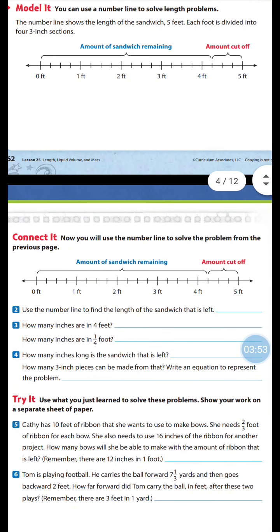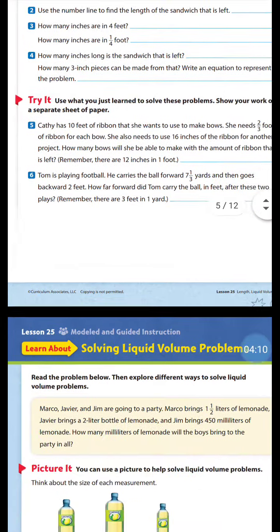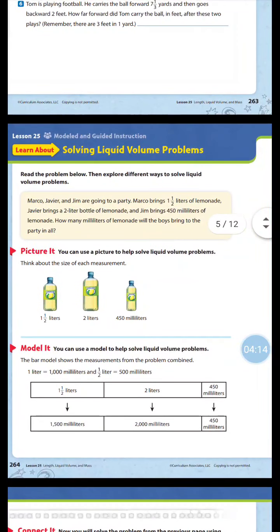Now it tells us you would use a number line to solve a problem from the previous page. So this is another way you could use number lines to help you solve problems. I kind of want to just show you how to set them up. And your job today is to solve them. Okay, let's look at the last one, and then we will try some on a Google Doc.